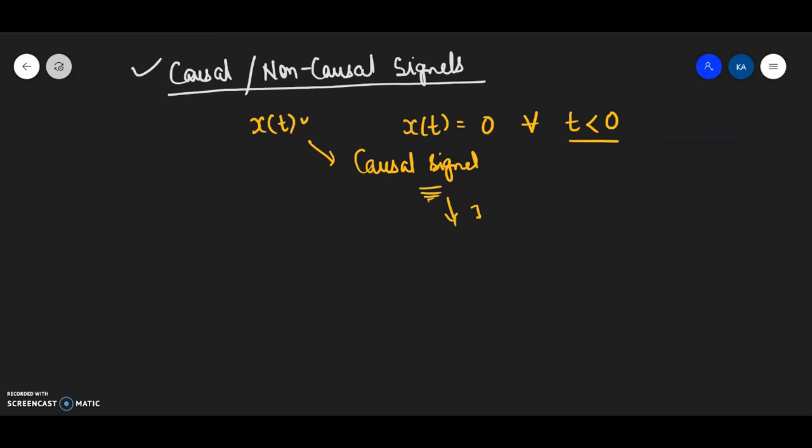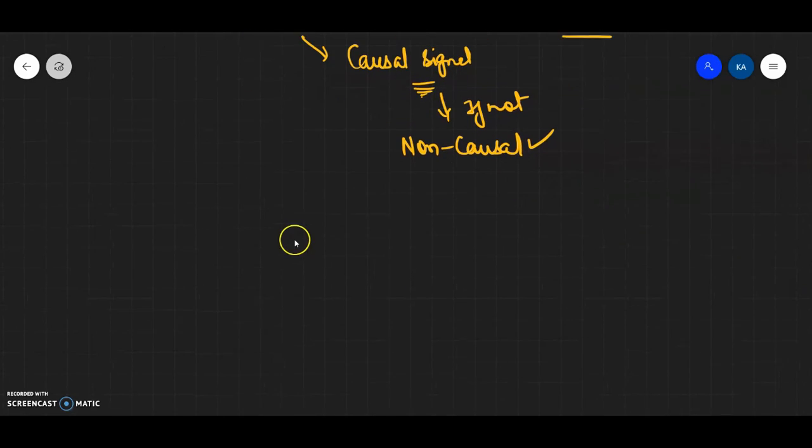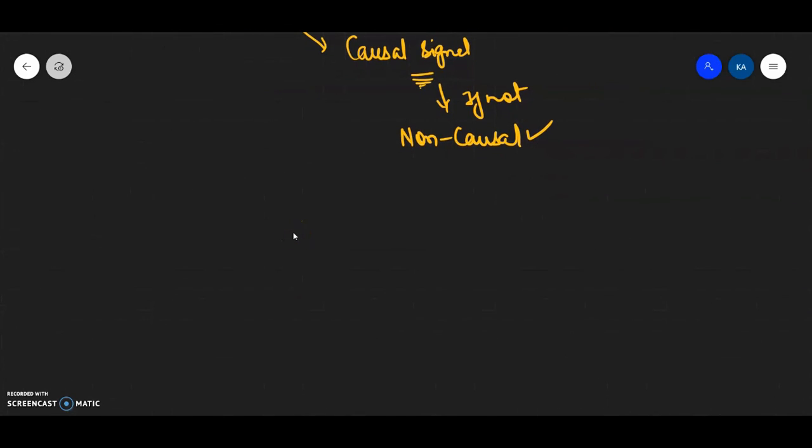If not causal, it has to be non-causal. If it is not causal, it has to be non-causal. Let me explain this concept with a very basic example. It's very, very easy. For example, you are given a signal x(t) equal to e to the power at u(t), and you are asked whether it is a causal signal or a non-causal signal.